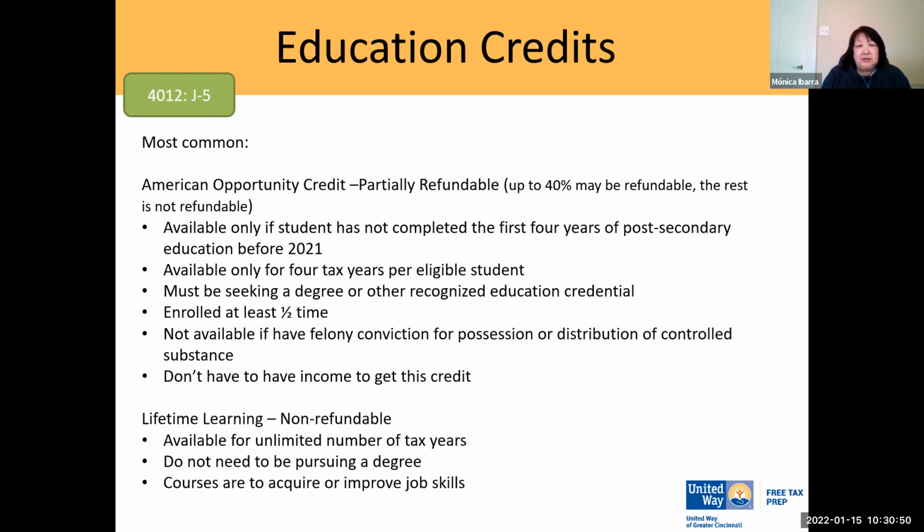The American Opportunity Credit is partially refundable, meaning that you can get money from the government for using this credit. Up to 40% of it can come to you, and the rest of it does not come to you, but can be used to offset your taxes. It's only available for the first 4 years of post-secondary education.